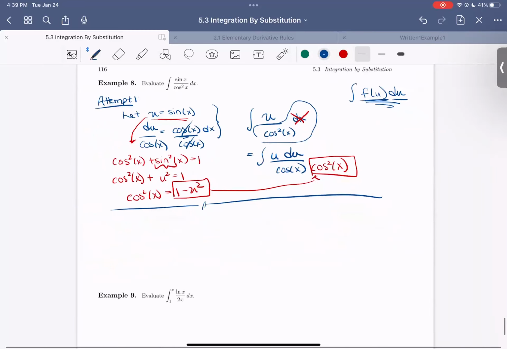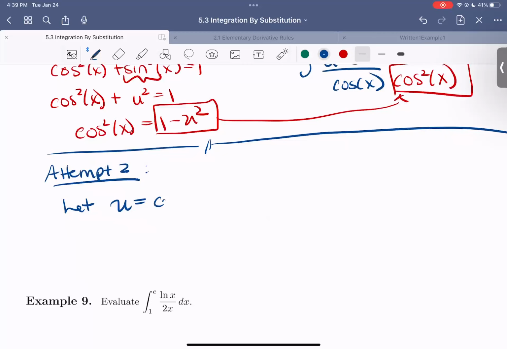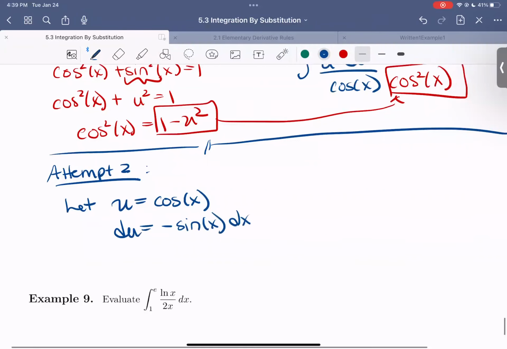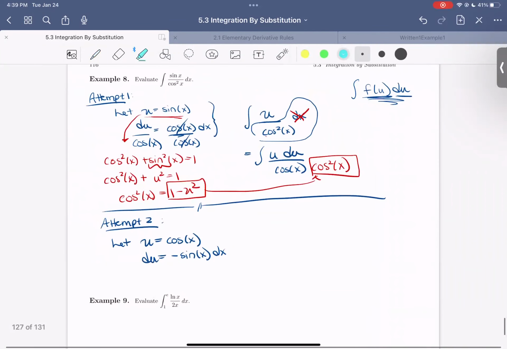Okay, let's do it. New attempt. So here is fresh attempt 2. Last time we used sine, so let's use cosine. Let u equal cosine of x. So now du would become negative sine of x dx. And now if we look back at our integral, we can identify some u's and du's fairly quickly. That's a sign that we are on the right track.